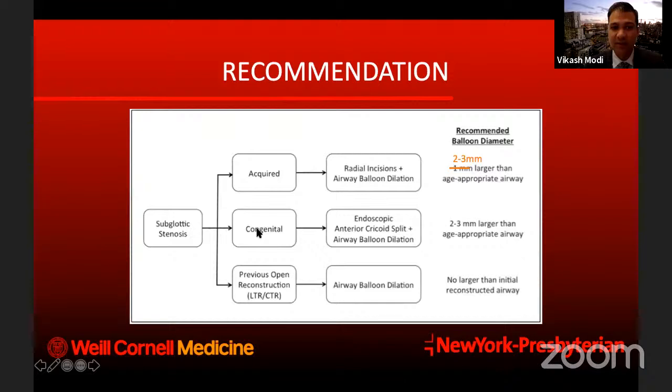If they have congenital subglottic stenosis, so an elliptical cricoid, we'll do an endoscopic anterior cricoid split. So we divide the cricoid with a sickle knife with our hand on the outside, and we divide it endoscopically. And then we use a balloon 2 to 3 millimeters larger than the age-appropriate airway, and we balloon dilate.